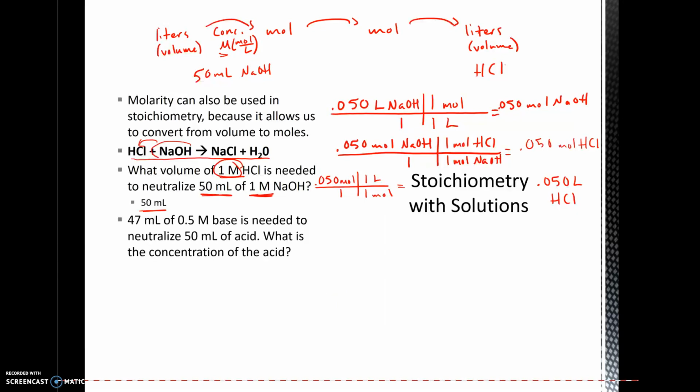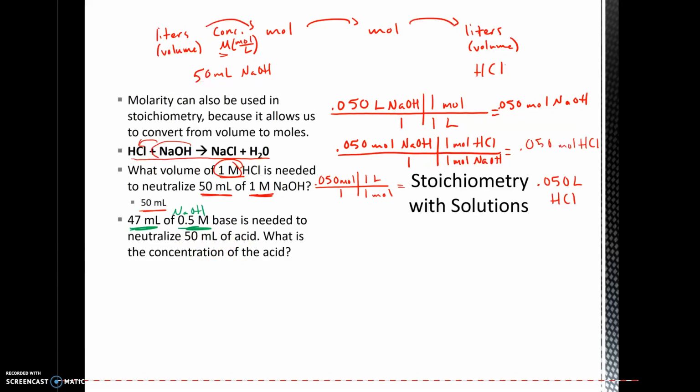Now we've got a slightly different question. 47 milliliters of 0.5 molar base, or sodium hydroxide, is needed to neutralize 50 milliliters of the acid. What is the concentration of the acid? So we'll do this in a similar method. We're given a volume here and a molarity of the base, or of the sodium hydroxide, so those both go with NaOH, and the 50 milliliters goes with the acid.